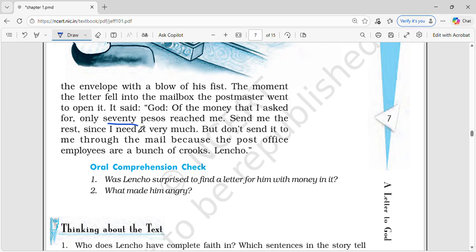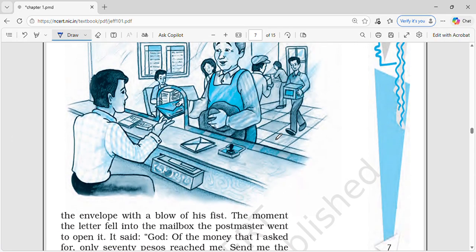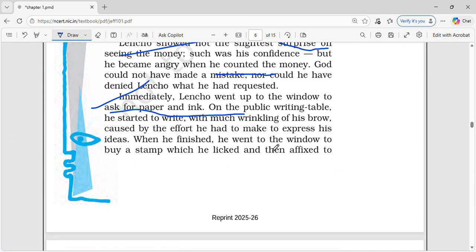So it had given only 70 pesos, not 80. Send me the rest since I need it very much, but don't send it through the mail, because the post office employees are a bunch of crooks. Lencho. My God. Okay, look, what is it?